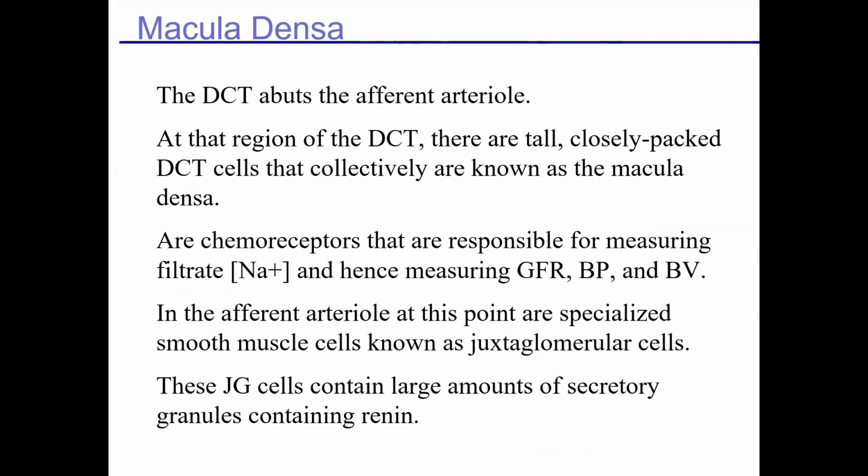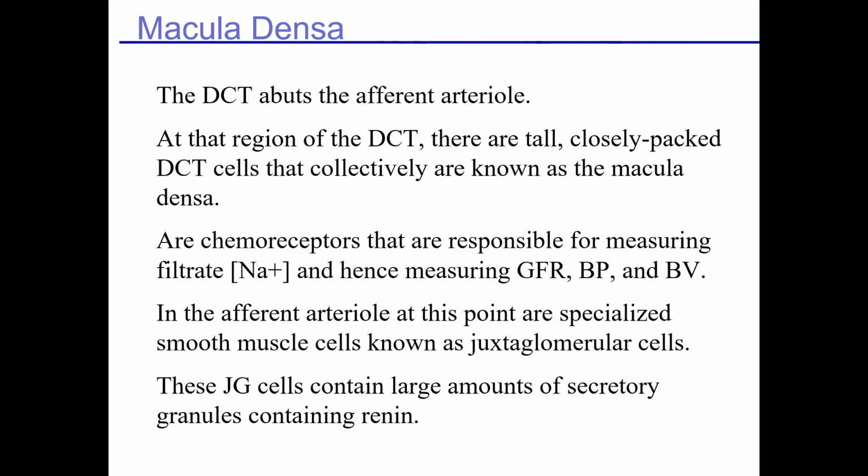The macula densa cells are chemoreceptors primarily, and they can determine the filtration rate, blood pressure, and blood volume simply by detecting sodium. They don't have to do anything else to find out there's something wrong here. The macula densa's job is to constantly monitor sodium.